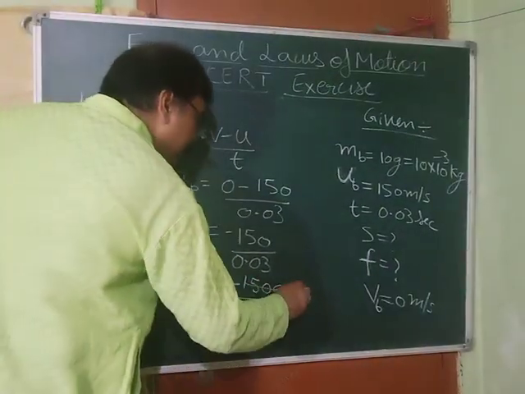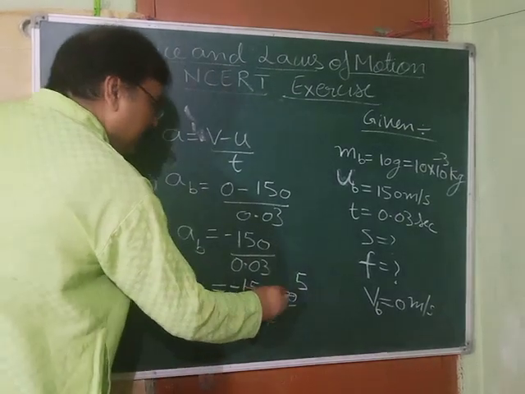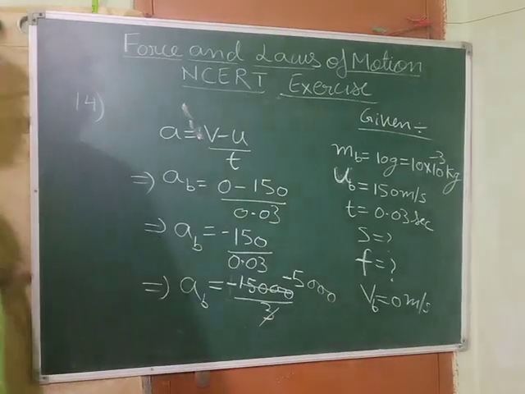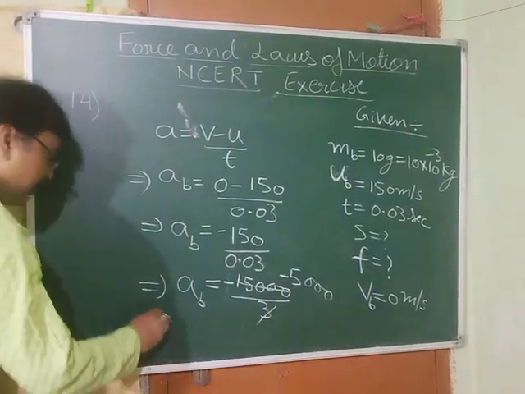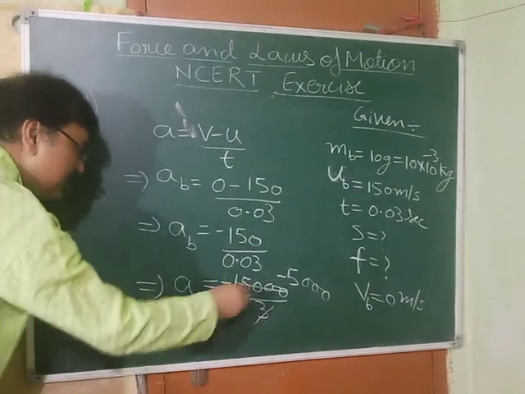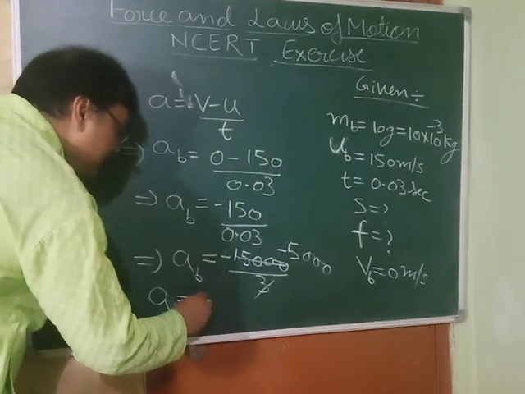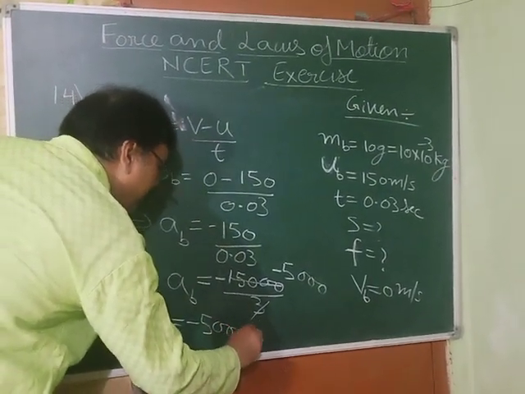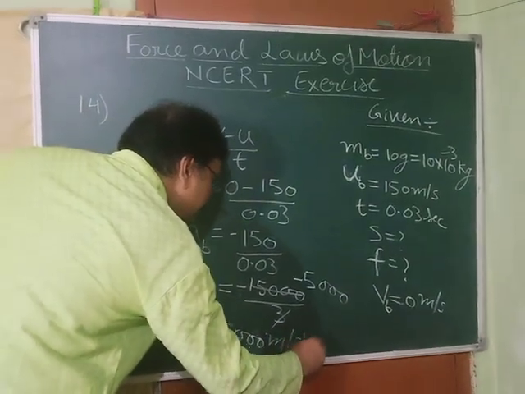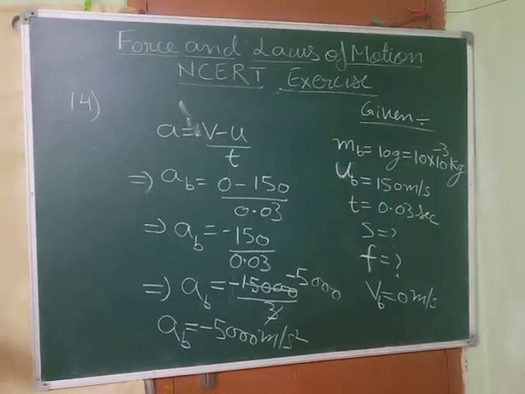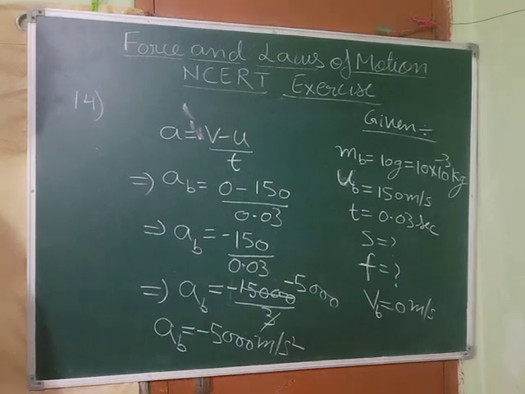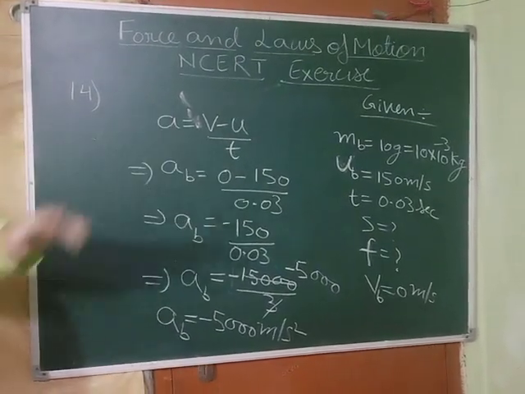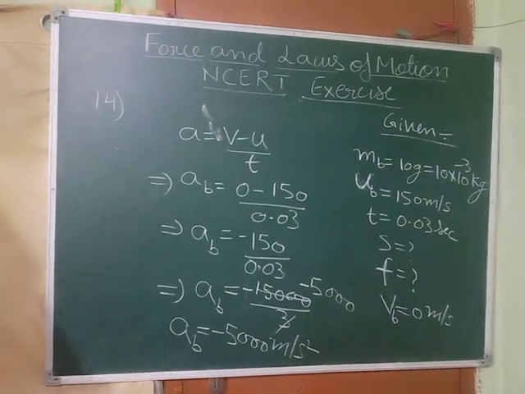15, three zeros: minus 5000. Okay. So we got acceleration, or retardation, because it is negative, so retardation. Acceleration is how much? Minus 5000 meter per second square. That is the acceleration which the bullet suffers.